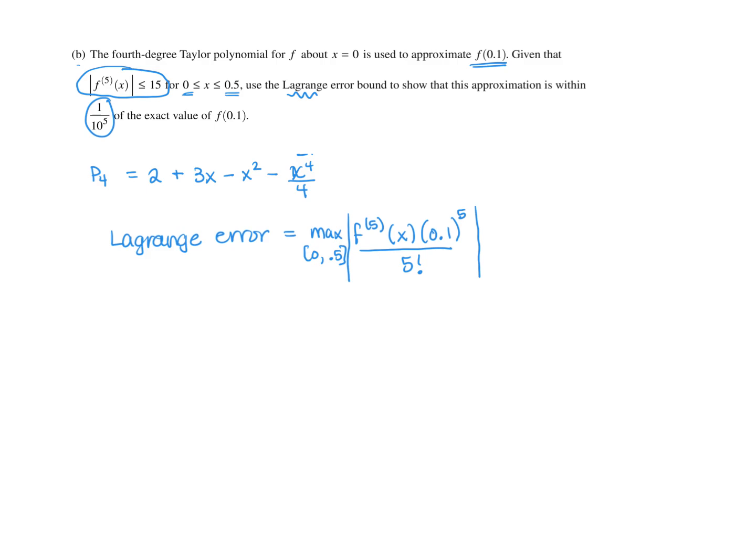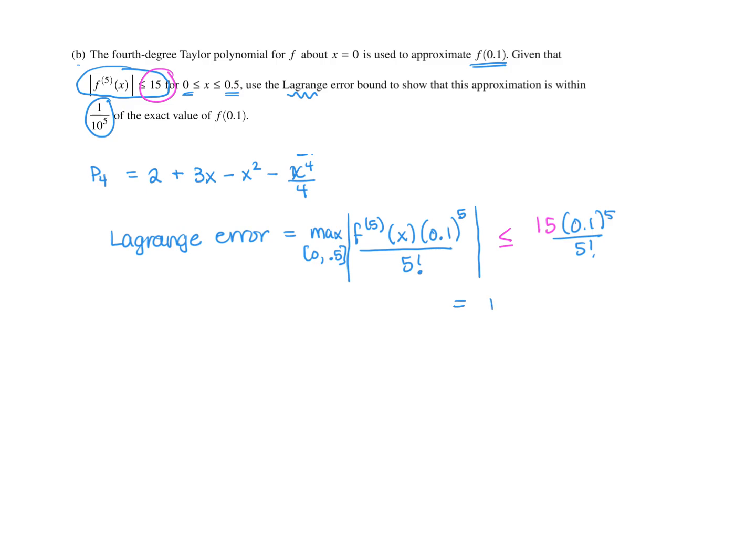They told us that the max was 15. So I know this is less than or equal to, and I could put 15 here. And then of course we have 0.1 to the fifth over 5 factorial. So I got to kind of manipulate this to show that it's less than 1 over 10 to the fifth.